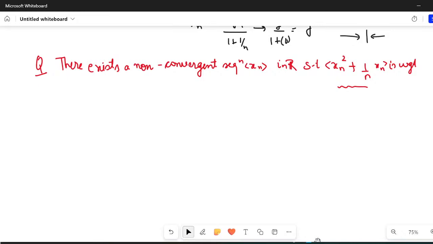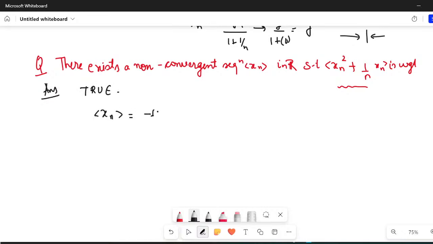So let me solve it for you. Yes, indeed, the answer should be true. Here you can give an example also. Does there exist a non-convergent sequence xn in R such that xn square plus 1 upon xn is convergent? True, yes. Indeed, you can give an example here. Take the example xn equals minus 1 raised to power n.